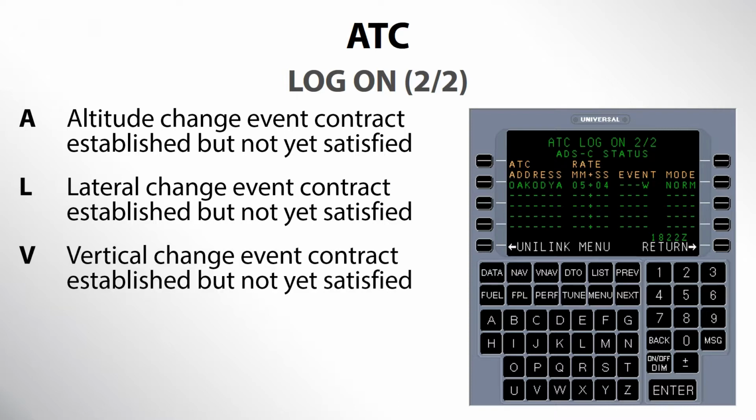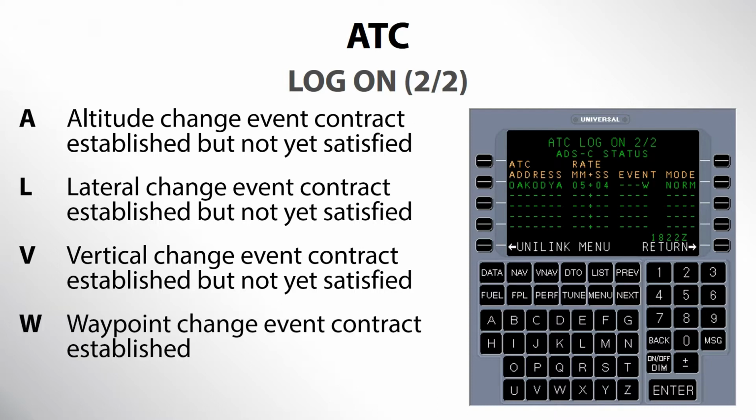V indicates that a vertical change event contract is established but not yet satisfied. If the event is detected, the ADSC report is generated and the event contract is satisfied and thus cleared. The contract is established with a single rate, positive for climb or negative for descent.